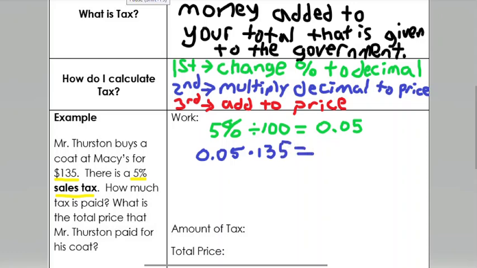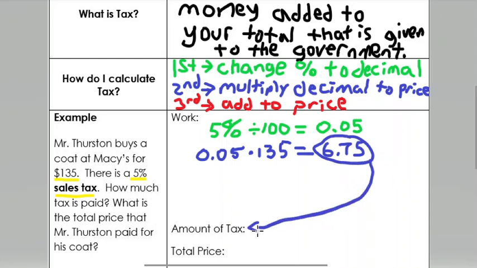And when I do that, I get $6.75. So that right here is my amount of tax. So that's the answer to this right here, my amount of tax. But they want to know the total price. How do I find my total price? I take my $6.75 that I just calculated, and then I add it to my original price. So I'm going to add it to $135 because that was the cost of my coat.